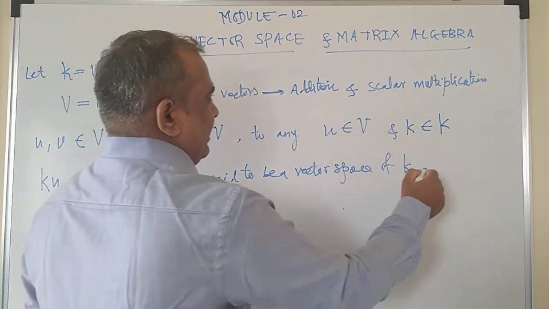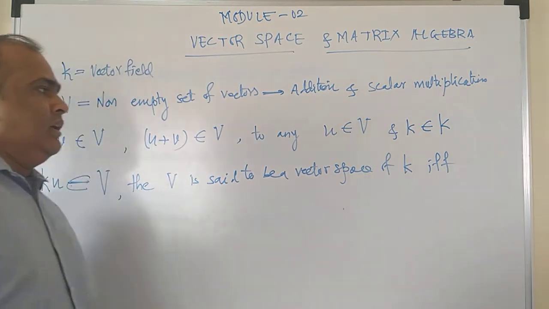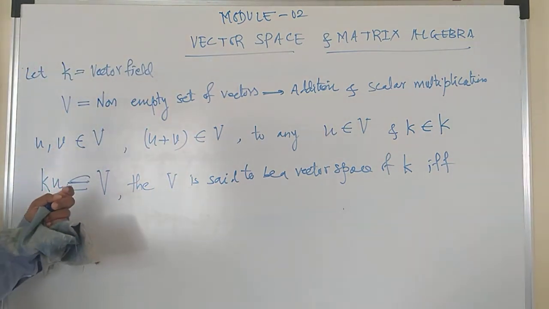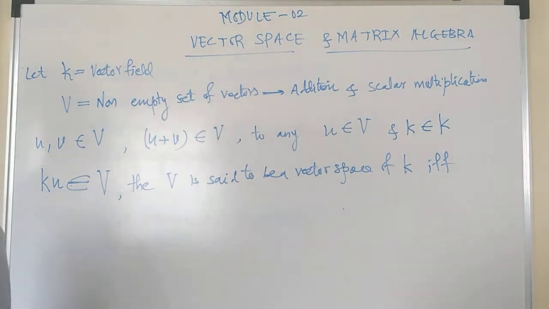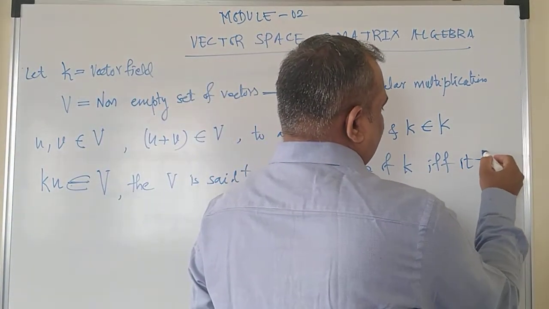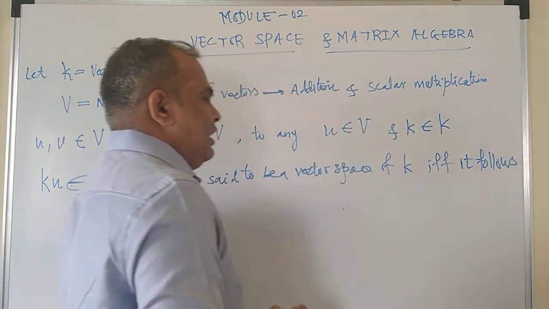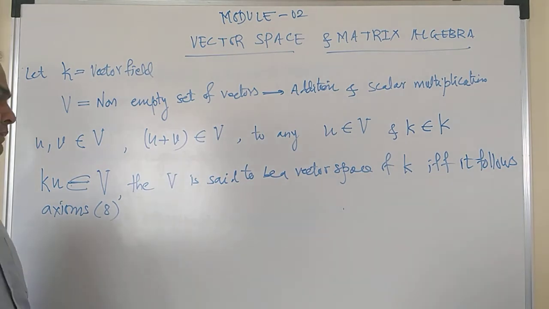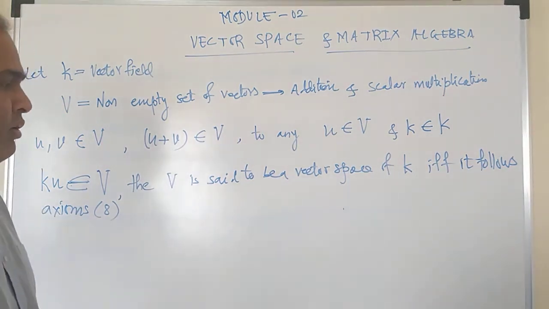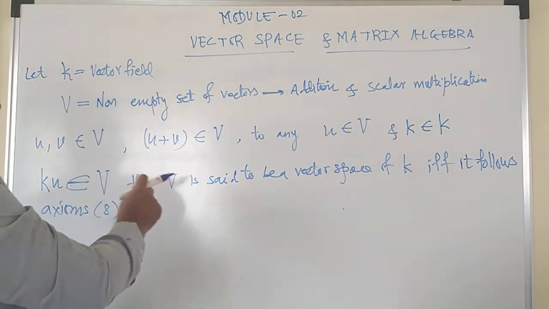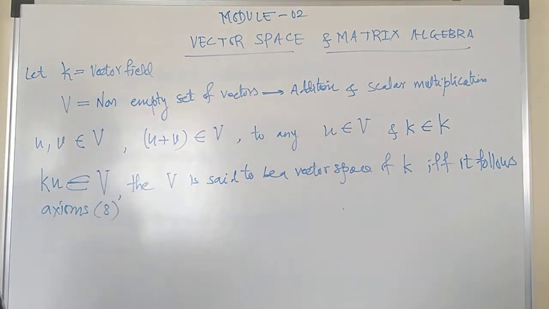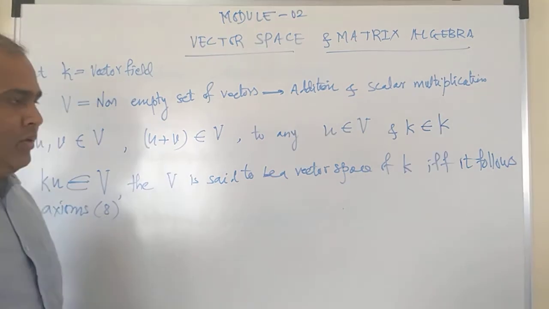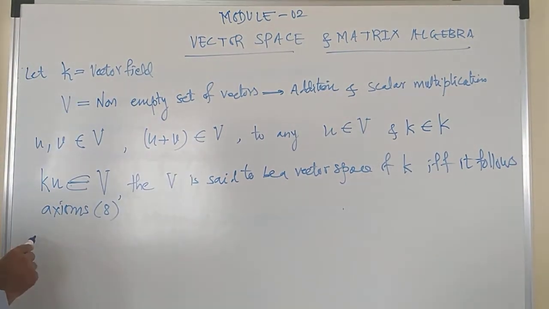Then this capital V is said to be a vector space of K if and only if these u, v, k follow some axioms. There are a total of 8 axioms to be followed by these vectors, and if these are followed, then this capital V, which is a non-empty set of vectors, is said to be a vector space of K. What are those axioms? Let's go for those axioms.